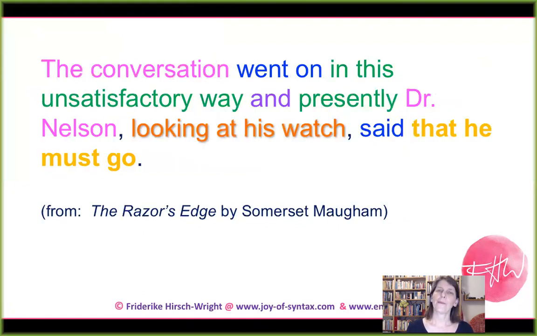Here now is an example of a participle construction as predicate appositive, but it's placed in medial position. This whole thing is a compound sentence. The first main clause is this: the conversation went on in this unsatisfactory way. The second main clause is presently Dr. Nelson said that he must go. And into this second main clause, a predicate appositive has been placed right behind the subject, and it describes what Mr. Nelson was doing while he said that he must go.